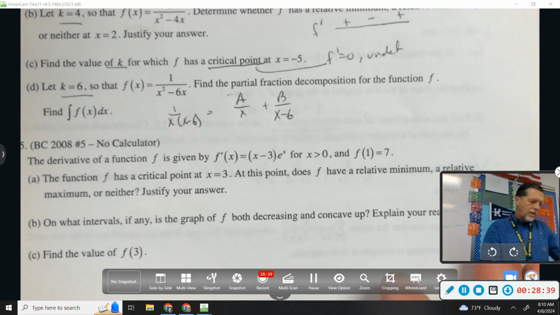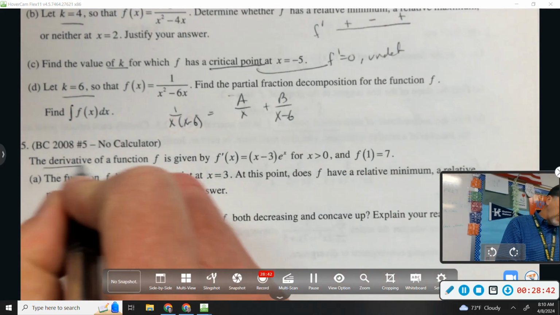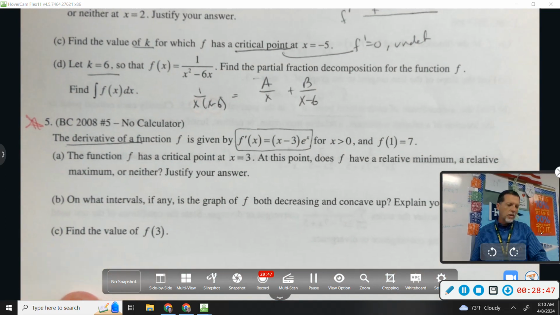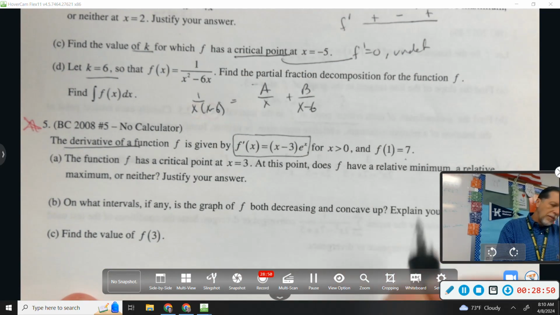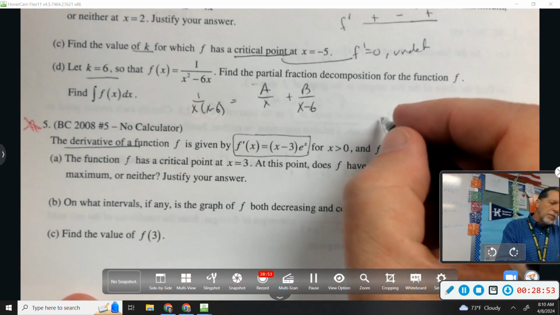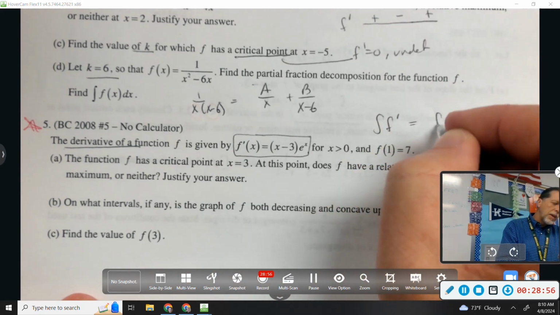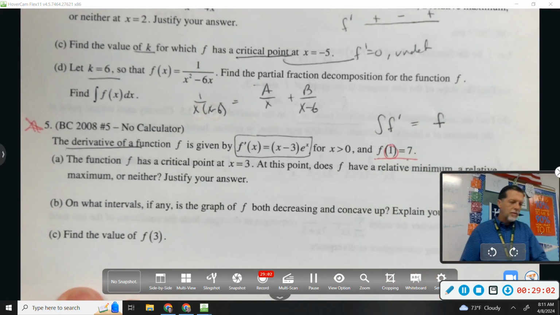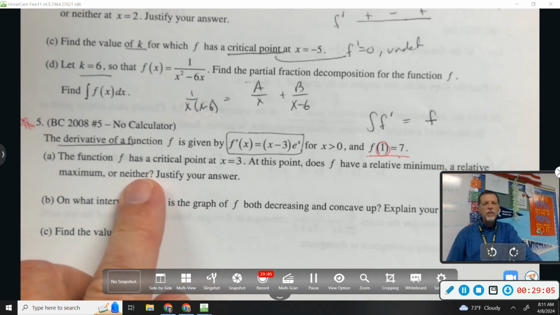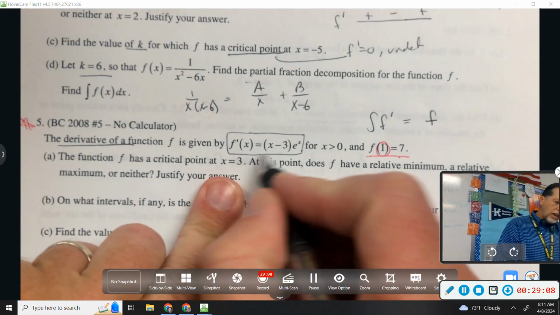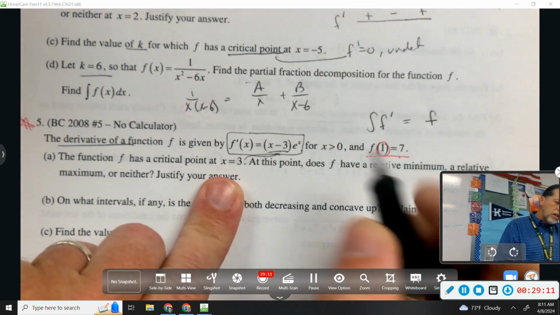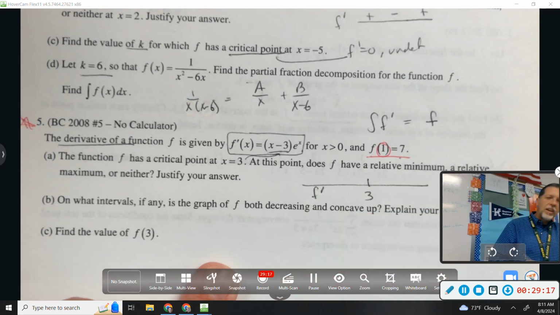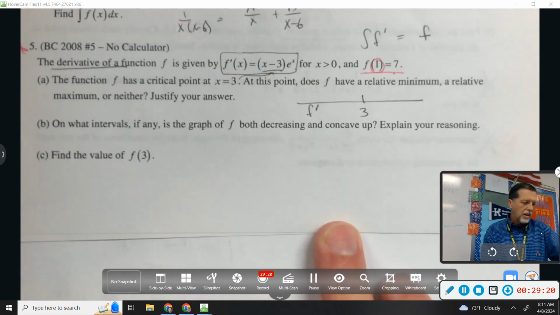Number 5, the derivative of a function. Okay, be careful. So I don't have to take a derivative. I mean, unless they want a second derivative. They're giving me the derivative. Told me what f of 1 is. So already I'm reminding myself that the antiderivative of f prime gives me f. And I'm using 1, so let's see what happens here. The function f has a critical point at x equals 3. Yes, because that would make f prime 0. Relative min, relative max, or neither. So that's testing on a number line. We've done that a couple times already.